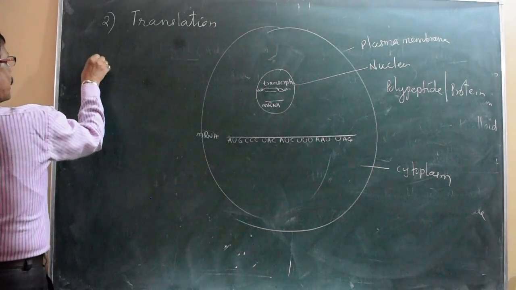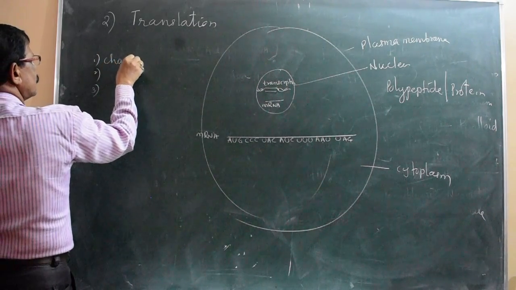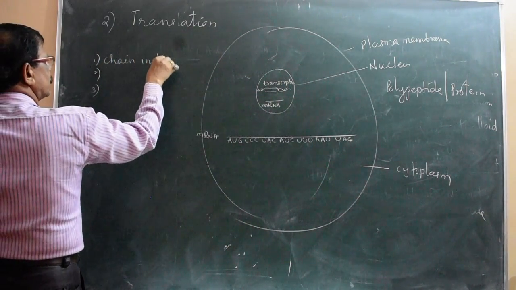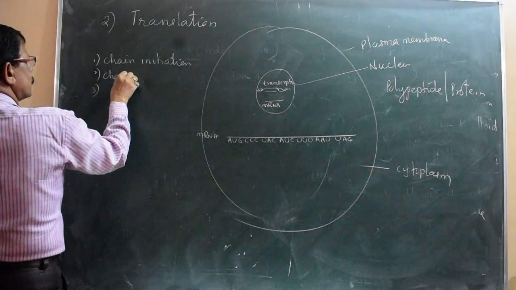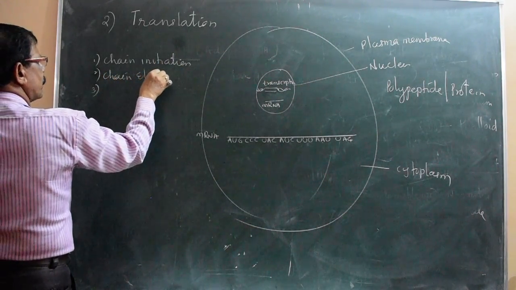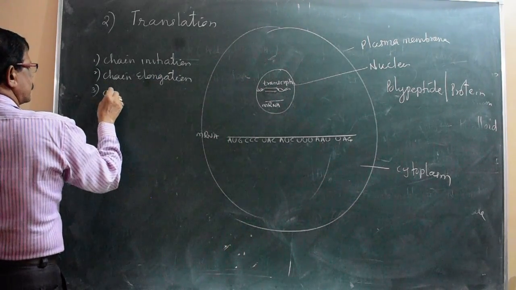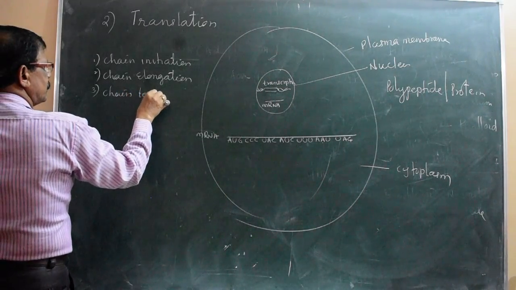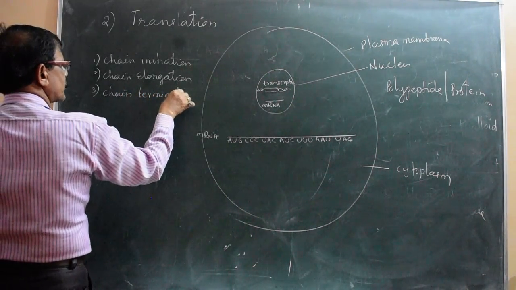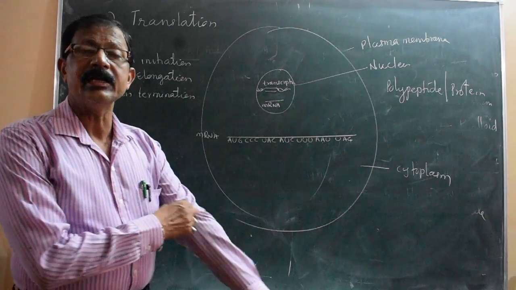Translation takes place by three main processes. One is called chain initiation, the second one is called chain elongation, and the last one is called chain termination. These are the three main processes that take place during translation. What is chain initiation?